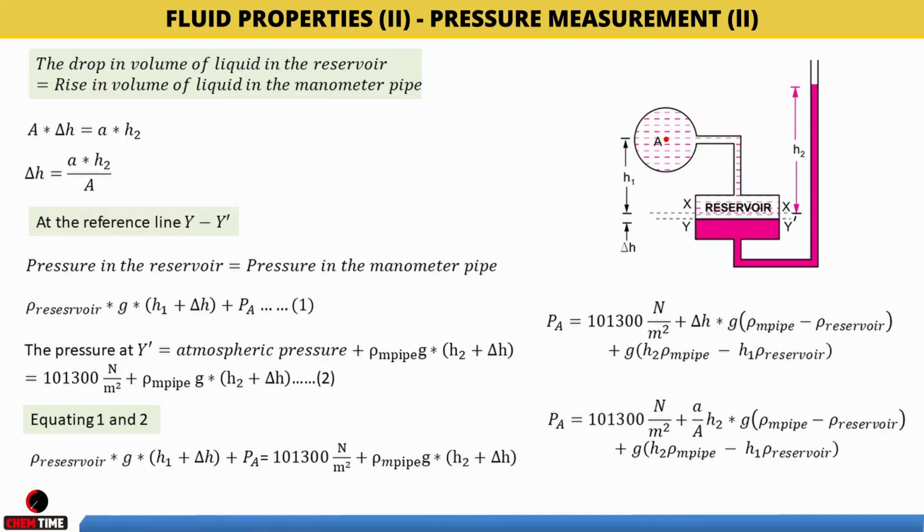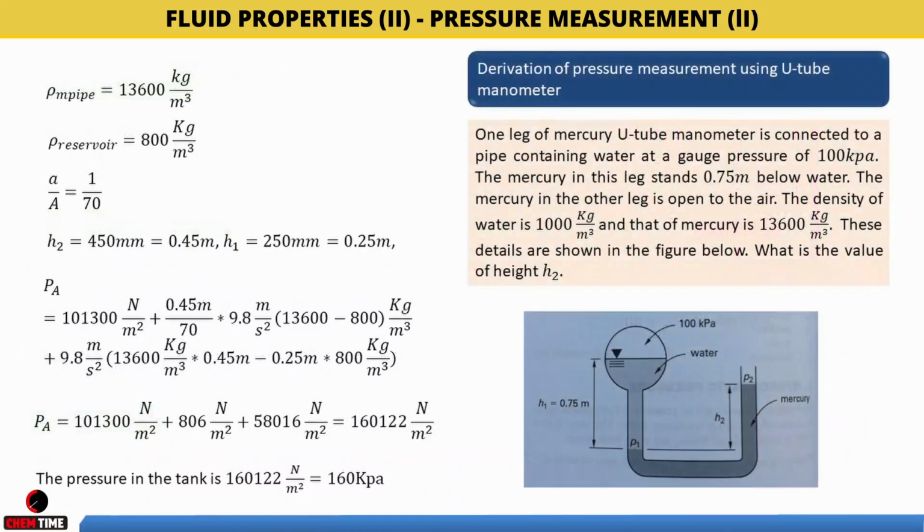Now, if the given numerical values are substituted in this particular equation, rho m pipe is 13,600 kg per meter cube, rho reservoir is 800 kg per meter cube, A by A is 1 by 70, delta H is equal to 450 mm, that is 0.45 meters, H2 is equal to 250 mm, that is 0.25 meters. With these values substituted in the given equation, the pressure in the tank is 160122, that is 160 kilopascal.